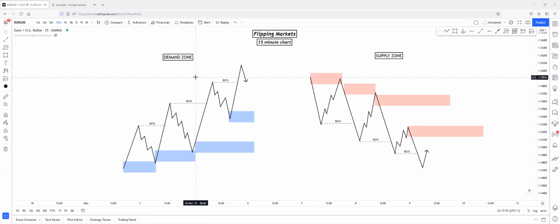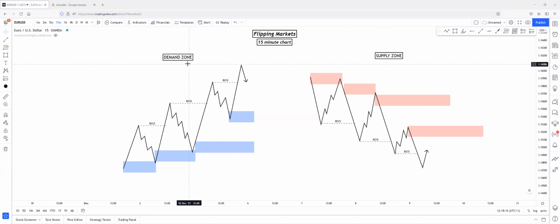Okay, so the first criteria is, write it down, it has to create inefficiency. We call it IFC from now. Without inefficiency, the zone would be less valid, because zones with IFC attract price. So price has a greater chance to tap the zone with IFC than without IFC.